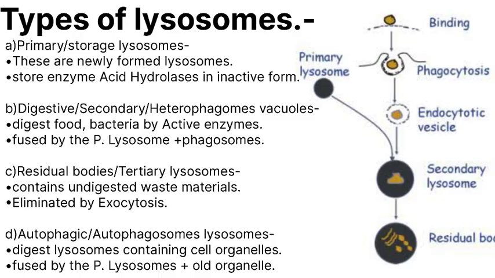For example, in the macrophages, the secondary lysosomes digest the engulfed bacteria. Lysosomes are abundantly found in the phagocytic cells, which I will explain in their functions.